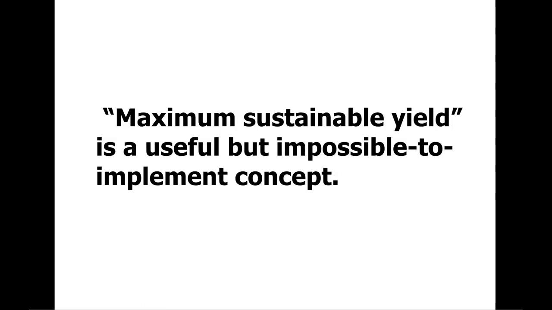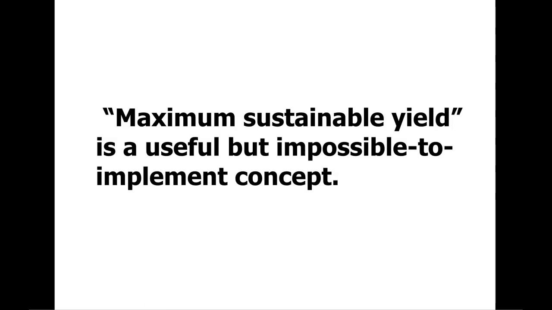So now we're going into what's known as a maximum sustainable yield. So the maximum sustainable yield is going to be a useful but impossible to implement concept. It's going to be a point at which the maximum number of individuals are removed from a population. And so there's going to be three keys here. It does not impair growth rates.